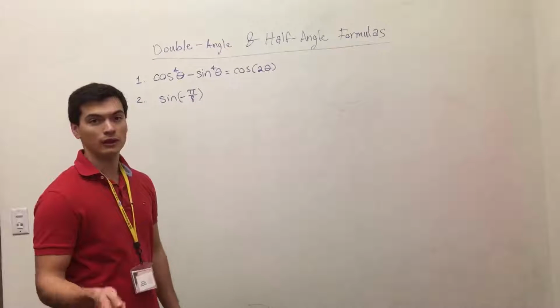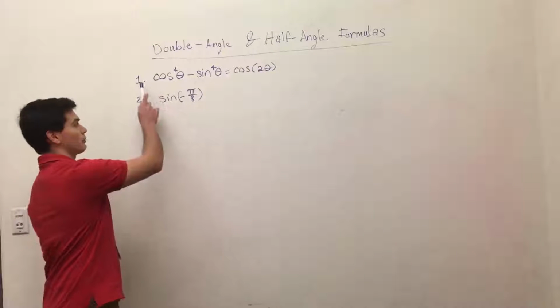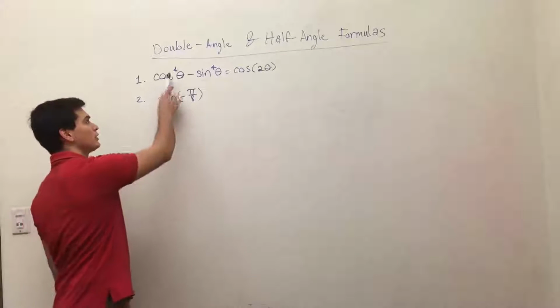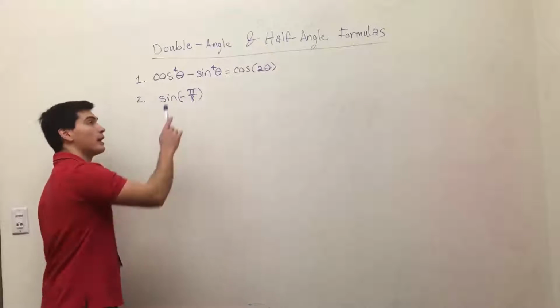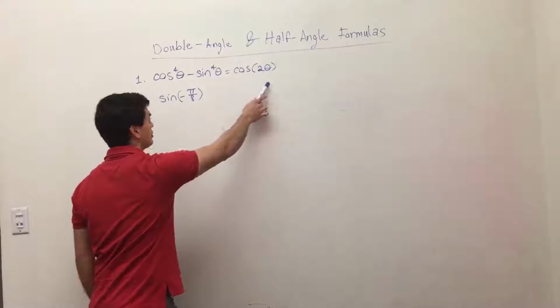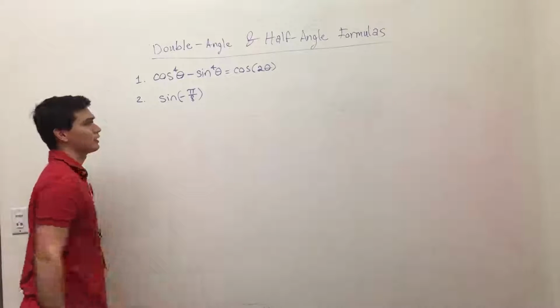For double angle and half angle formulas, we will be solving problems 1 and 2. For the first problem, we have cosine to the fourth of theta minus sine to the fourth of theta has to be equal to cosine 2 theta. And problem 2 is sine of negative pi over 8.